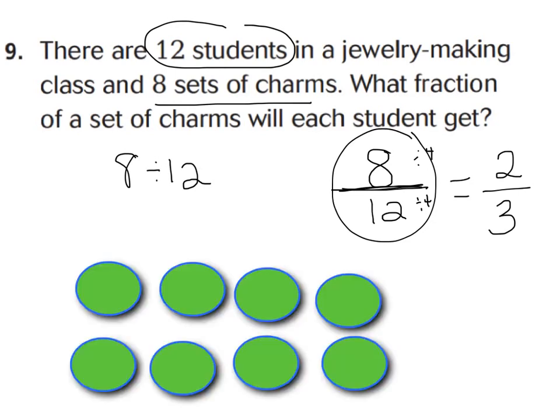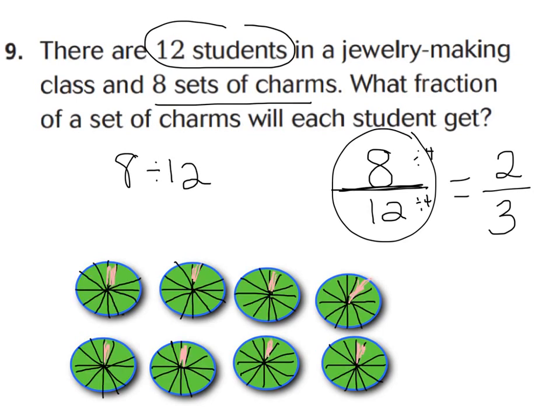Now let's pretend that each one of these is a set of charms. All right, there's only 8 sets, but there's 12 students. So you know that you cannot give each student one whole set, which is why our fraction is less than one whole. But if I were to divide each one of these charm sets into 12 parts, then we can give each student one part of each of the sets.